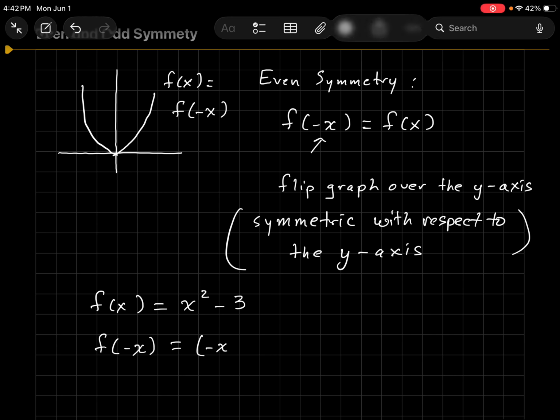So f of negative x says for every x, we're going to replace it with negative x inside parentheses, giving us parentheses negative x all squared, then minus 3. And then if we simplify this, anything squared becomes positive, so we end up with x squared minus 3. And notice that this is exactly what we started with. It is the exact same thing as f of x. And that is the definition of even symmetry.